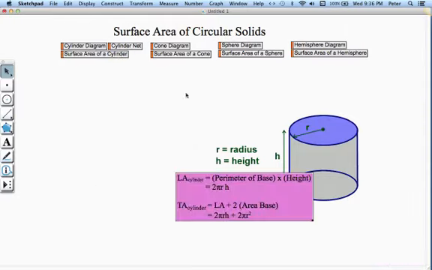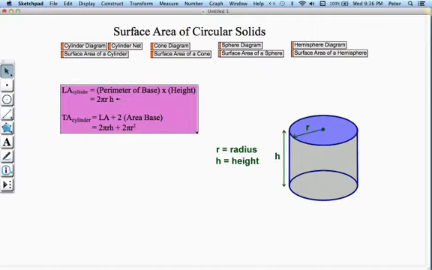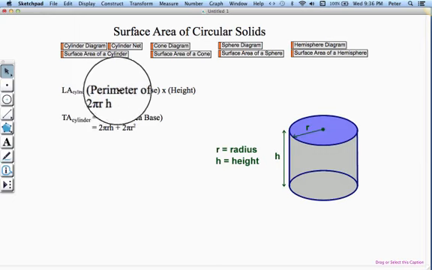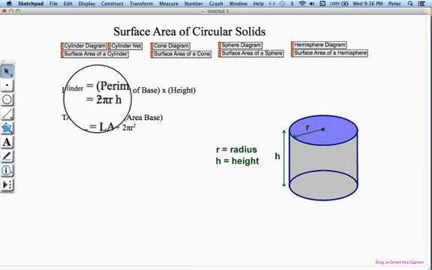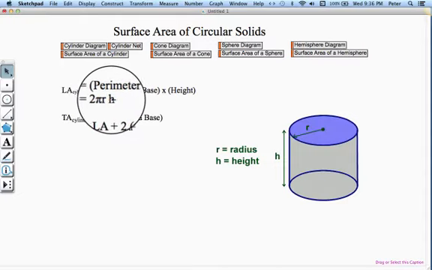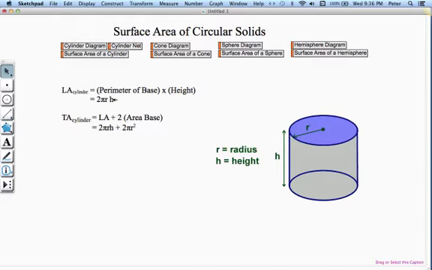Alright, so if we take a look at the surface area of a cylinder, we can see that it is just like a prism, the perimeter of the base times the height. But since the base is always a circle, that perimeter can be expressed as 2 pi r, and the height is just h. So make sure you get that formula in your notes.